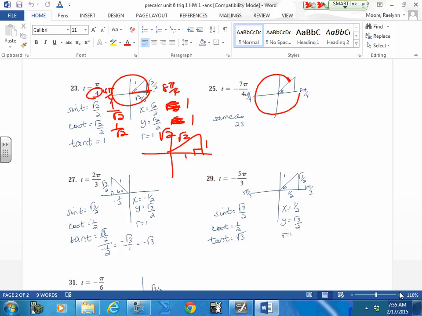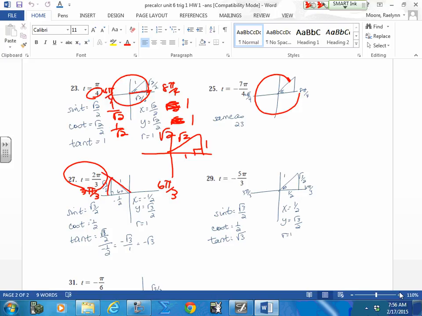They all start at your positive x-axis. The negatives just rotate clockwise. You would think it would be the opposite way, but it's counterclockwise and positive, clockwise and negative. 2 pi over 3, 3 pi over 3, 6 pi over 3. 2 pi is 1 less.